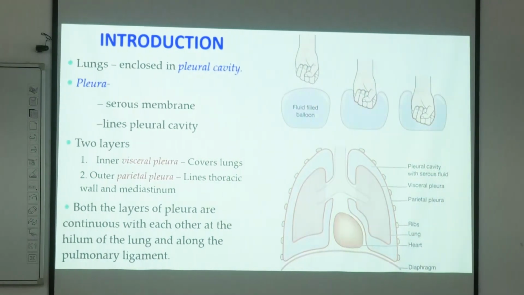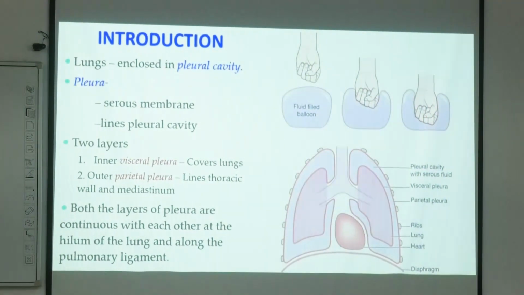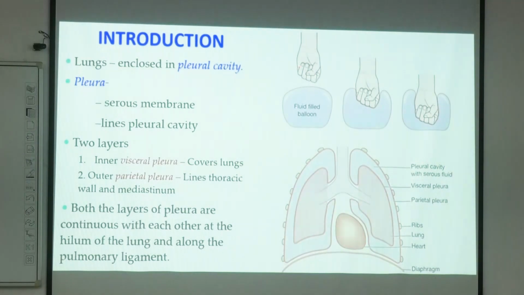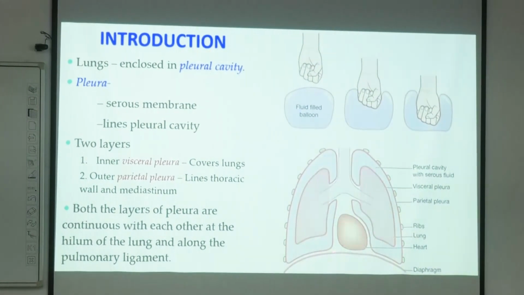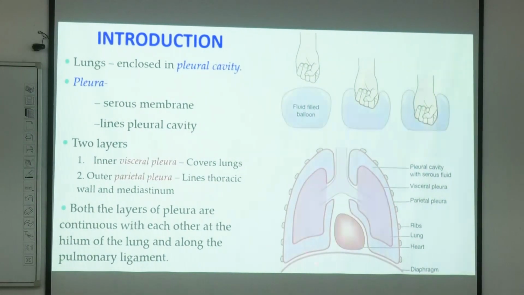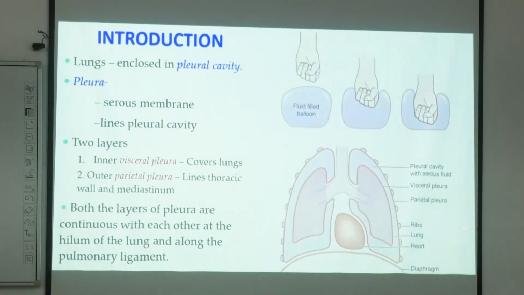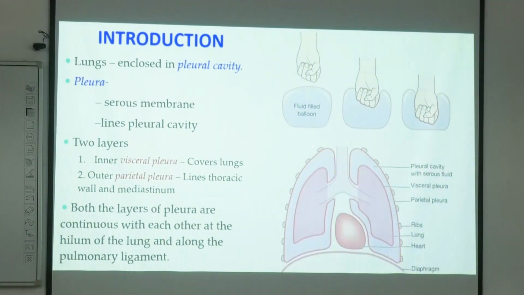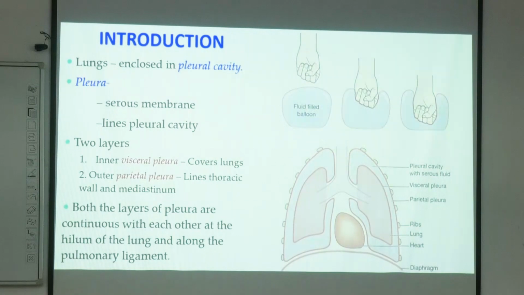Okay, so the lungs are enclosed in the pleural cavity. Like a hand being put in a fluid-filled balloon, the lungs are developing. The lung bud invaginates into the pleural cavity. Here, see, this is the pleural cavity, and the layer of the pleura which is lining the wall of the lung, that is the visceral pleura, and the pleura which is lining the thoracic wall, that is the parietal pleura.